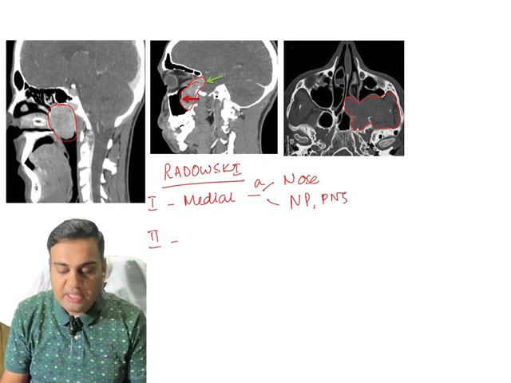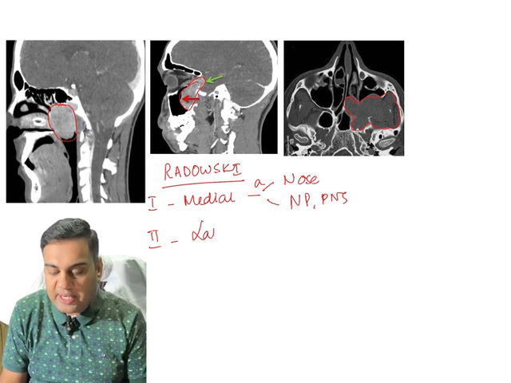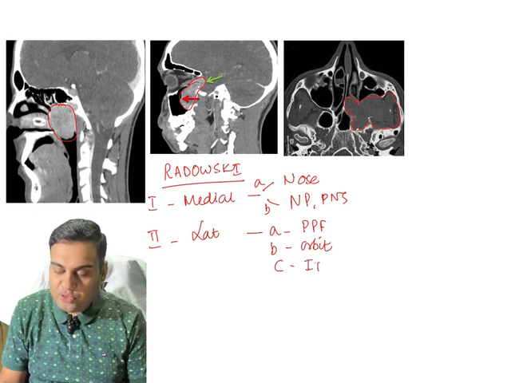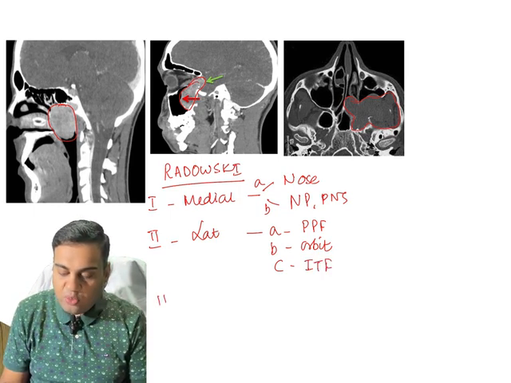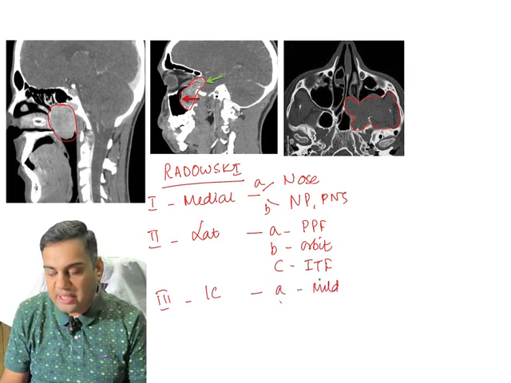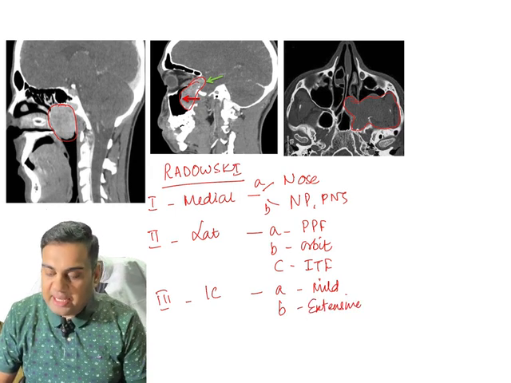Stage 2, he gave, is very simple, lateral spread. So lateral spread is into the pterygopalatine fossa, into the orbit and into the infratemporal fossa. And stage 3 was the intracranial extension. So again, mild or minimal intracranial extension and extensive intracranial extension, right? So again, can we just revise?